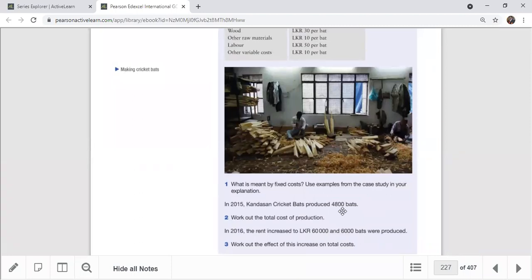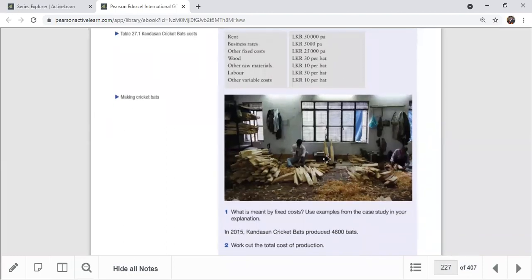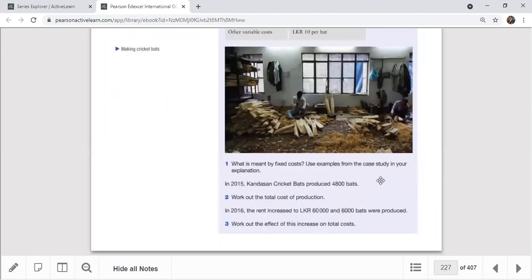480,000 variable cost. And fixed cost we calculated, that's 80,000, the first 3 added: 50,000 plus 5,000 plus 25,000. So 480,000 plus 80,000 equal 560,000. This is total fixed cost plus total variable cost, which is 100 per bat multiplied by 4,800 bats. So 48 plus 80, 560.